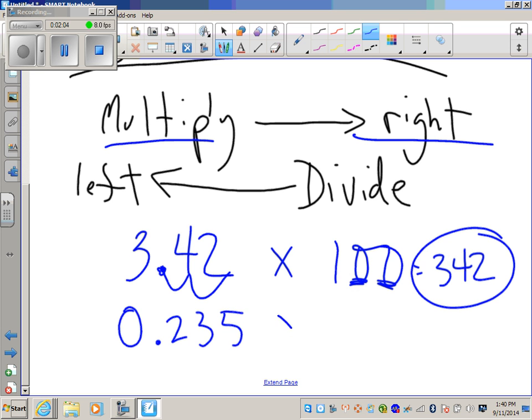235 thousandths times 10. So multiplication, which means to the right, how many places this time? 1, because there's only 1 zero, equals 2.35.